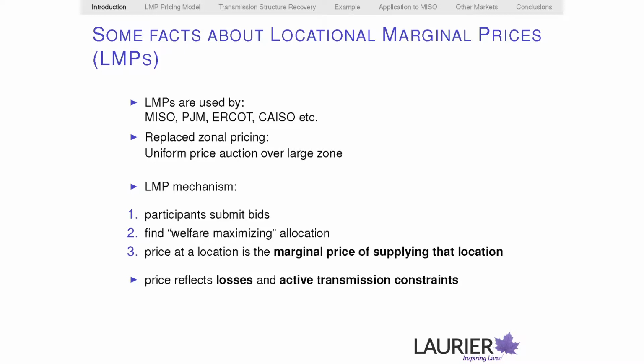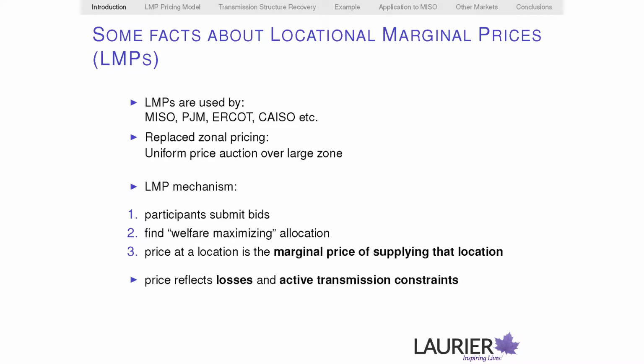The LMP mechanism works as follows. Participants, both on the demand and supply side, submit bids, which can usually consist of a marginal cost curve for specific either consumption or generation of electricity.